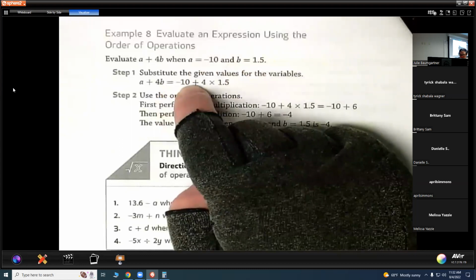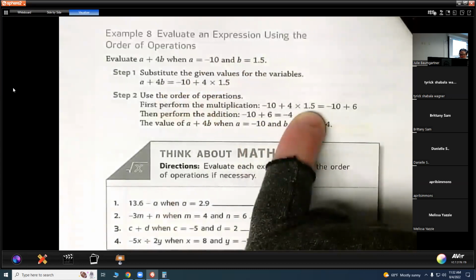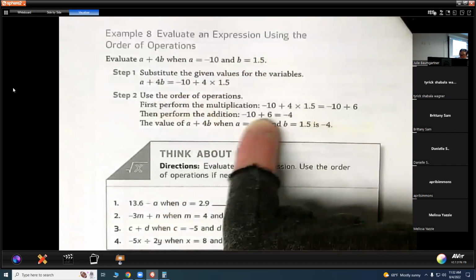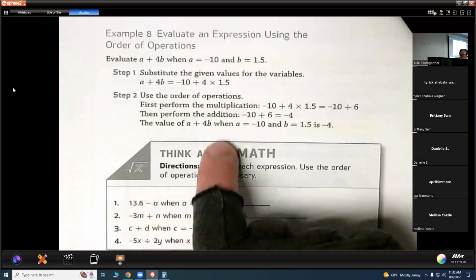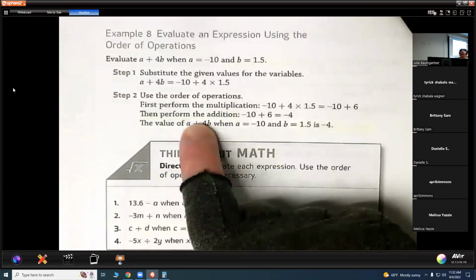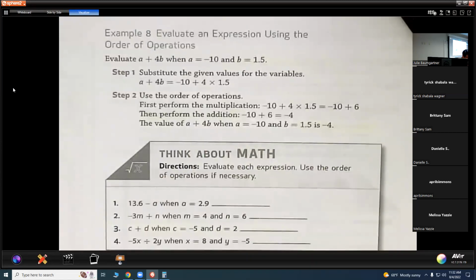So now we have -10 plus 4 times 1.5. So we do our multiplying first. 4 times 1.5 is 6. And then -10 plus 6 is -4, right? So when A is -10 and B is 1.5, the value of the expression is -4.